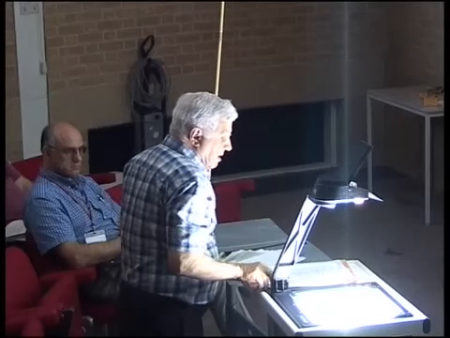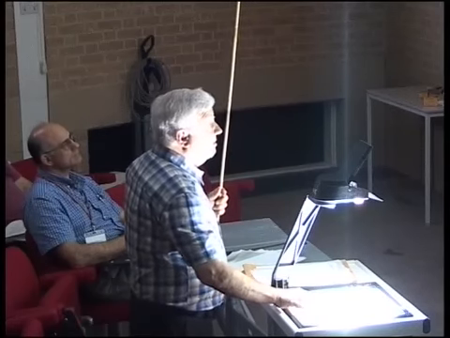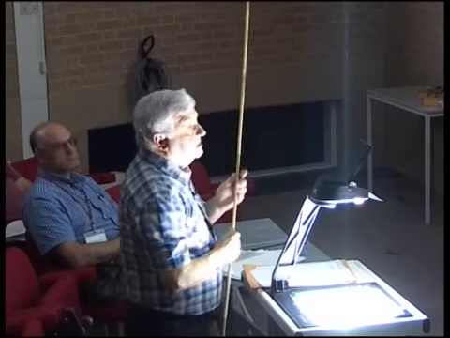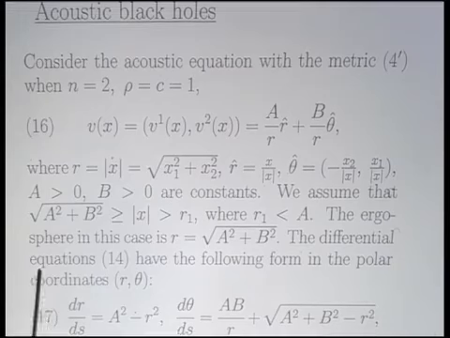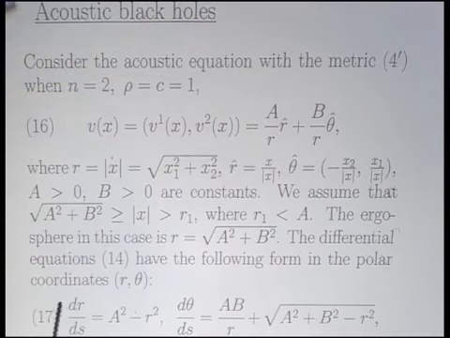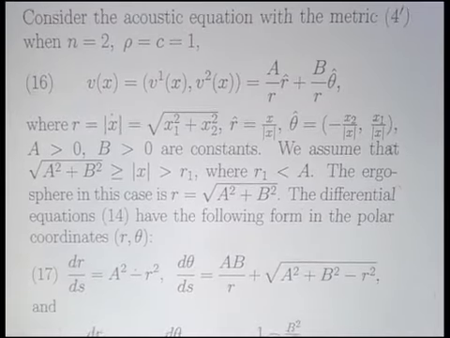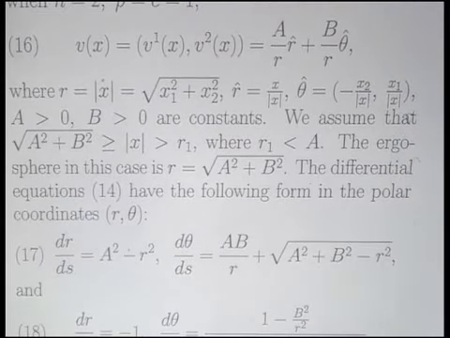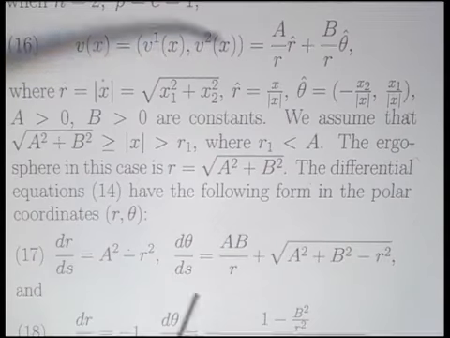So now, this is a simple generalization. This is a good example. Consider the acoustic equation, assuming that parameters are constant, and the vector field is A over R, R hat, plus B over R, theta hat. R hat is the radial direction, theta hat is the tangential direction, and A, B are constants. And we assume that our domain is between a circle of radius square root of A squared plus B squared and a circle R1, which is less than R.